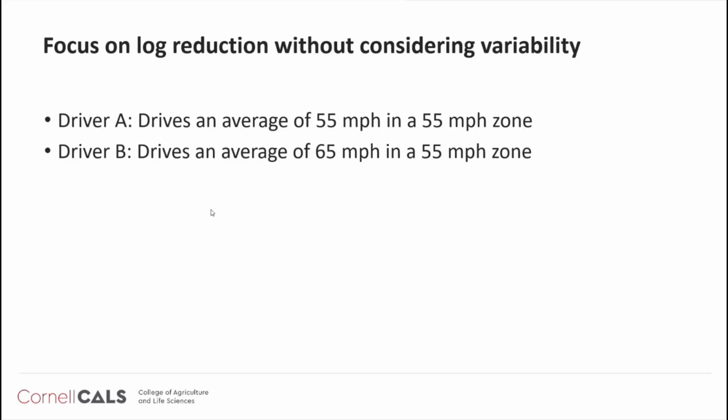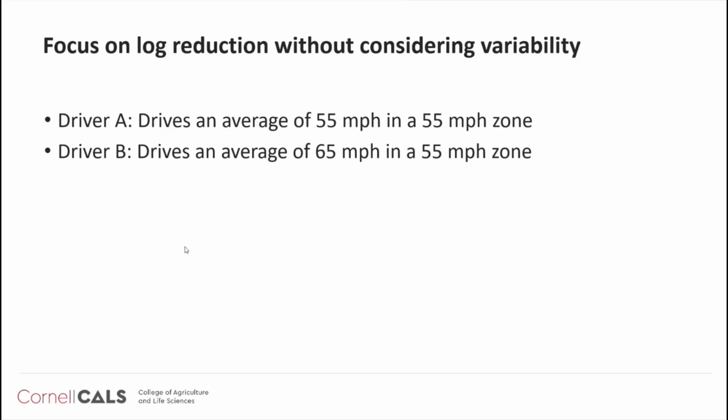And you have the driver records of 2 of their friends, driver A and driver B. And we know that driver A drives an average of 55 miles per hour in a 55-mile zone. Seems like a very law-abiding person. And driver B is a little bit more like me, drives about 10 miles faster than they should be. Which is the safer driver? Which of these drivers would you pick for your child? Most people will show little hesitation to say driver A.